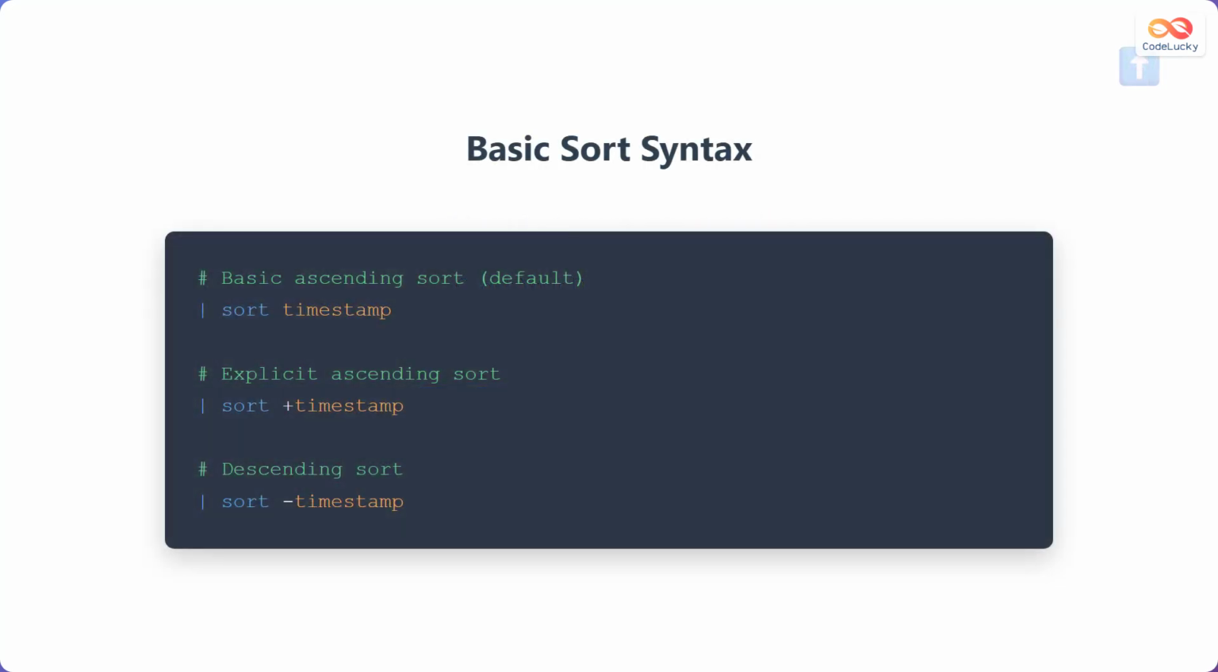Let's explore the fundamental syntax of the sort command. By default, when you use pipe sort followed by a field name like timestamp, Splunk sorts the data in ascending order from lowest to highest values. If you want to be explicit about ascending order, you can add a plus sign before the field name. For descending order, where you want the highest values first, use a minus sign before the field name. This minus sign is particularly useful when you want to see the most recent events or the highest counts at the top of your results.